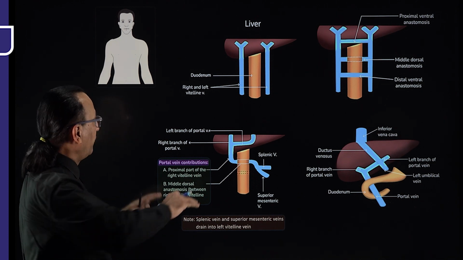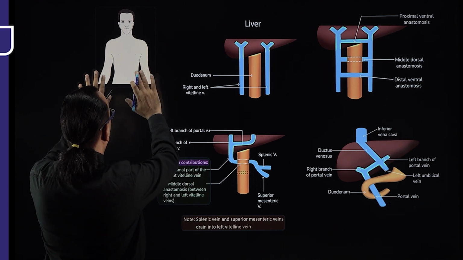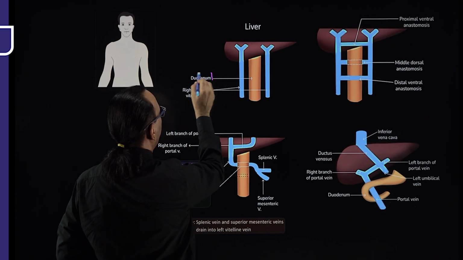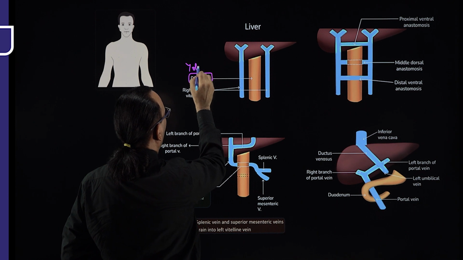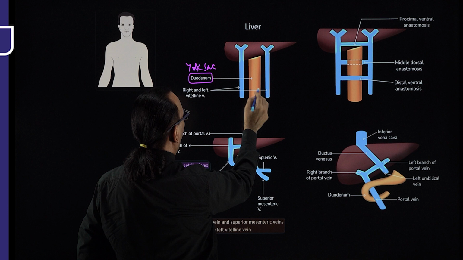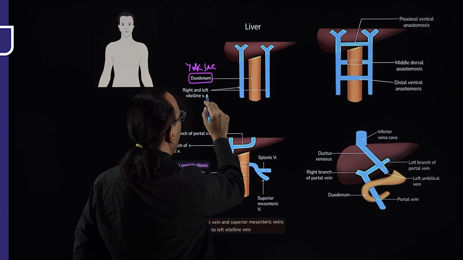And this is a front view we are talking about. We already know that the yolk sac would have given us the gut tube, like shown here is the duodenum, which has come from the yolk sac. And to carry the nutrients from the yolk sac or from the gut tube, we have got the vitelline veins, right and left vitelline vein.